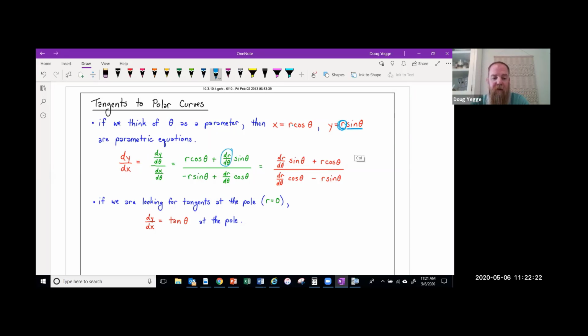Well, if you take the derivative of x in the exact same way, okay, then you start with the first, r, times the derivative of cosine theta, which is negative sine theta.